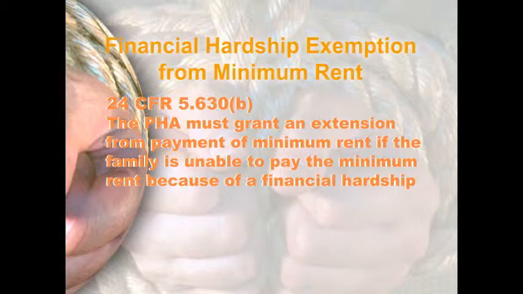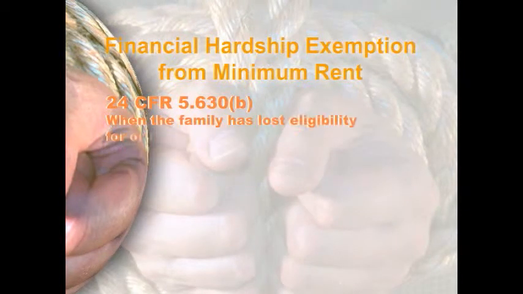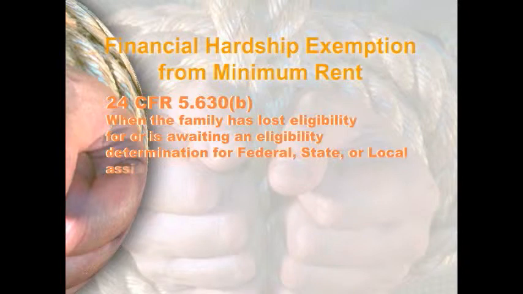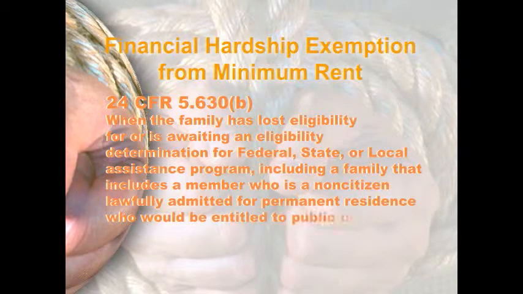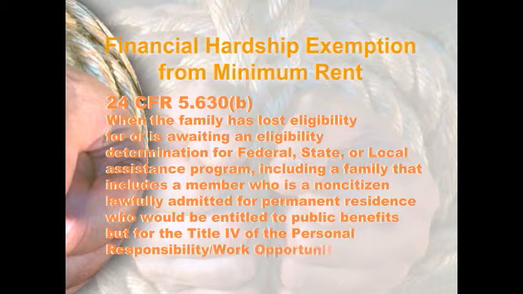Your financial hardship includes the following situations. First of all, when the family has lost eligibility for or is awaiting an eligibility determination for a federal, state, or local assistance program, including a family that includes a member who is a non-citizen lawfully admitted for permanent residence who would be entitled to public benefits but for Title IV of the Personal Responsibility and Work Opportunity Act of 1996.